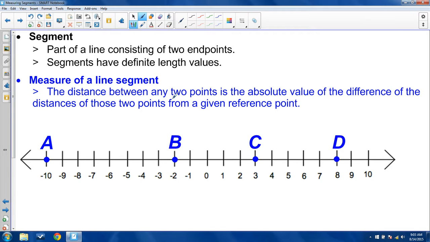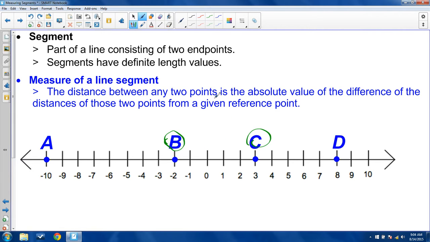So the distance between any 2 points, let's pick B and C. Here's point B, here's point C. We want to find the distance between them. This one's kind of easy to see. The distance is 5. 1, 2, 3, 4, 5. So let's confirm that by showing it in a different way.